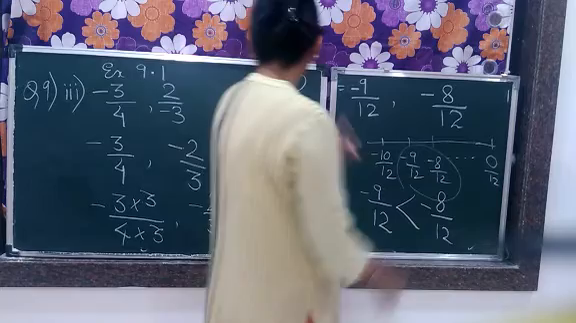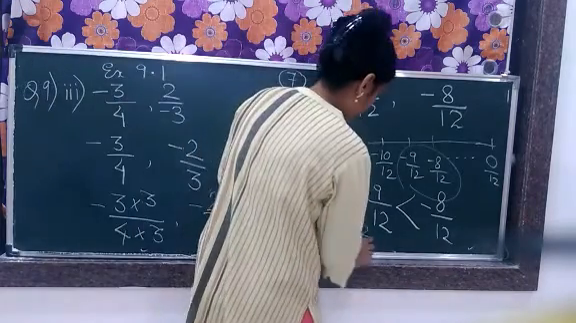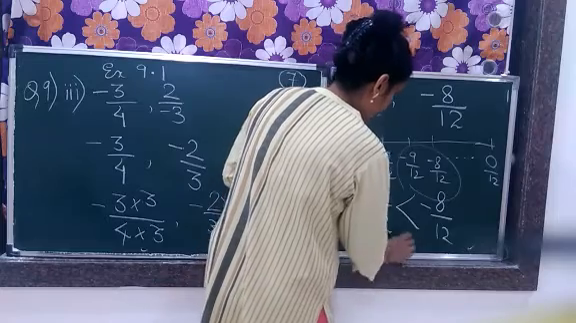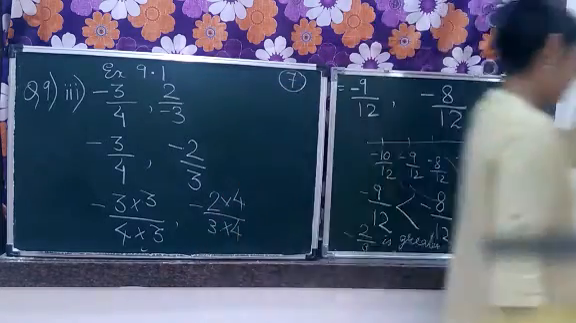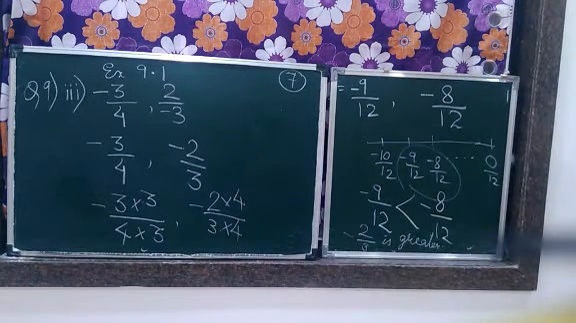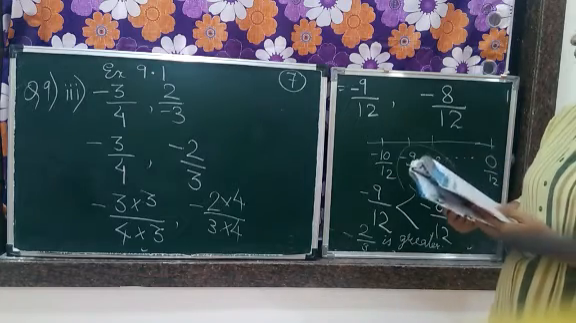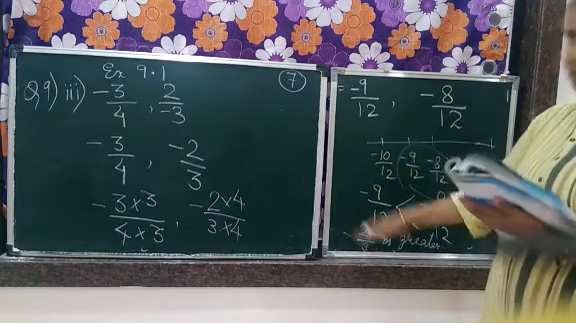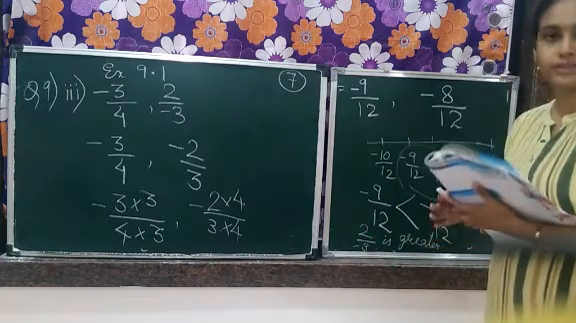Now, minus 8 by 12 is greater means who is greater? Minus 2 by 3 is greater. So, we can write here minus 2 by 3 is greater. And this completes our third question. Now, we are going to do the fourth one. Minus 2 by minus 3, or whatever you want to write, children. If you want to write minus 3 down, no problem. You can do it.